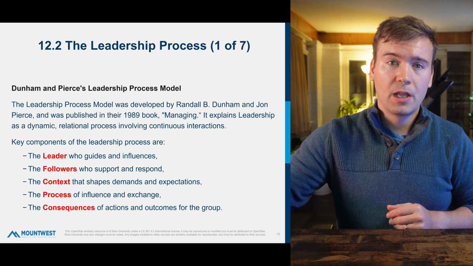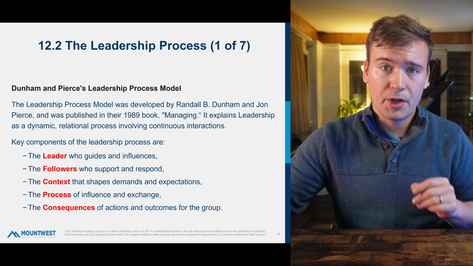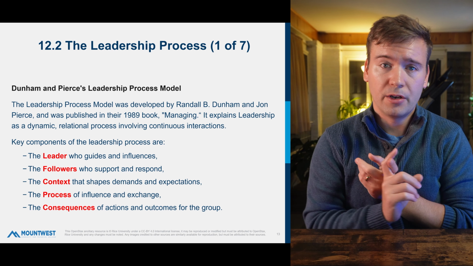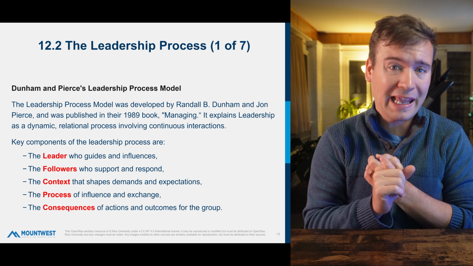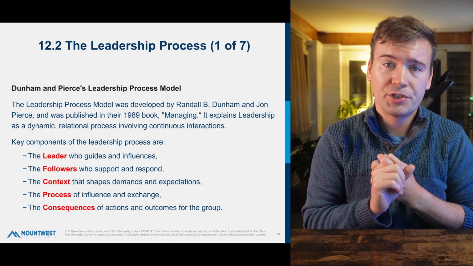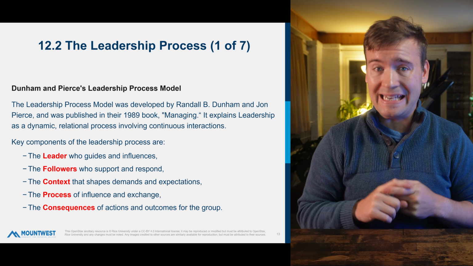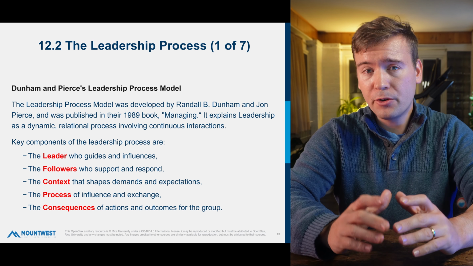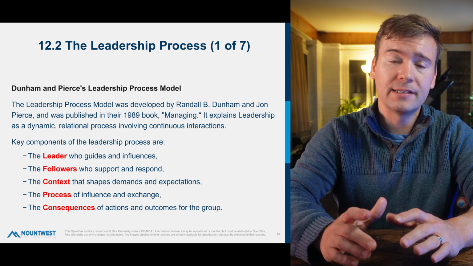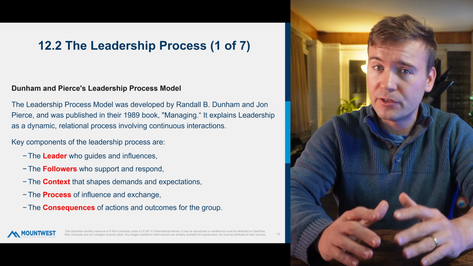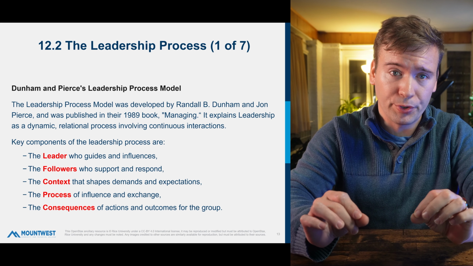So we'll go ahead and get in here. The leadership process model was developed by Dunham and Pearce, published in their book in 1989 called Managing. It helps us to understand how leadership works in action. The model views leadership as a dynamic, relational process. It highlights continuous interactions between several key components.